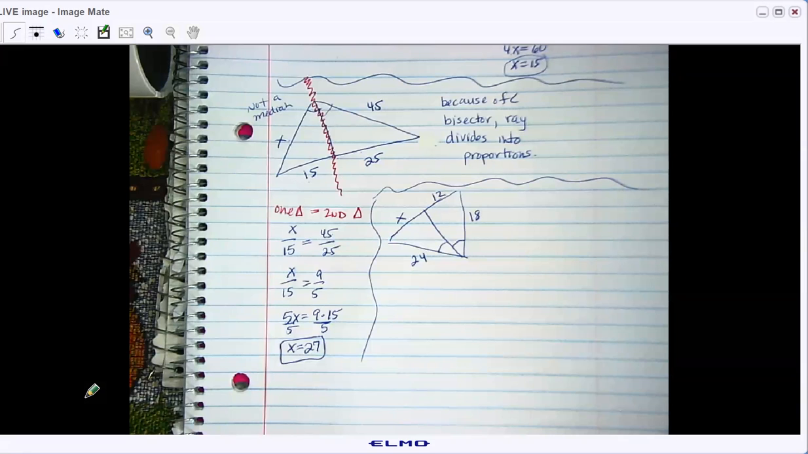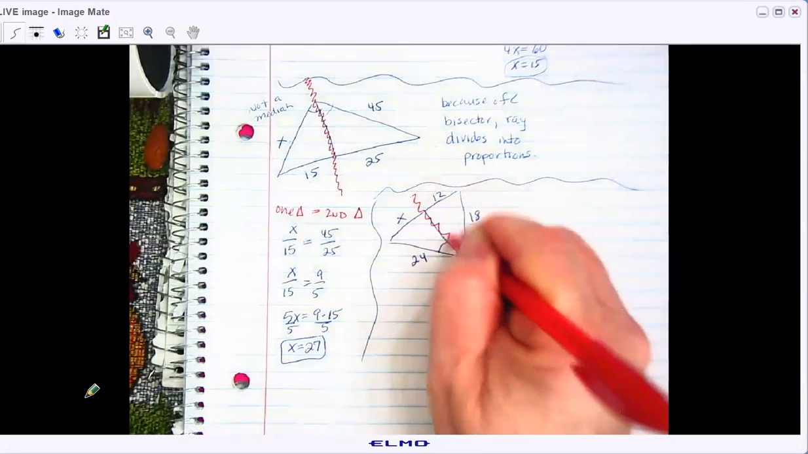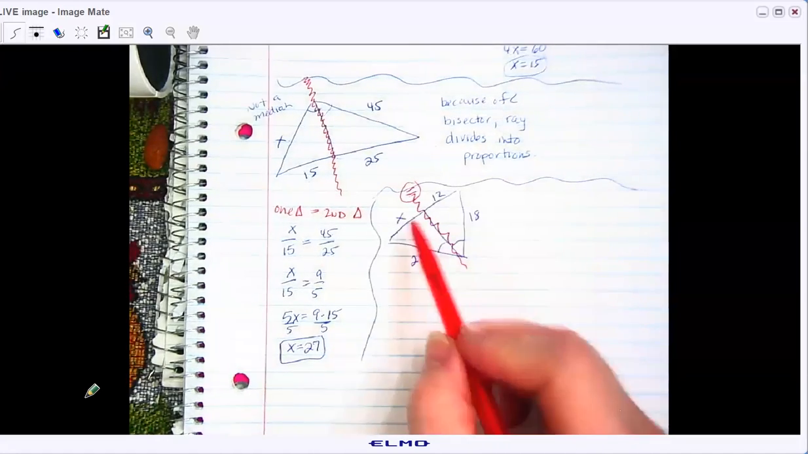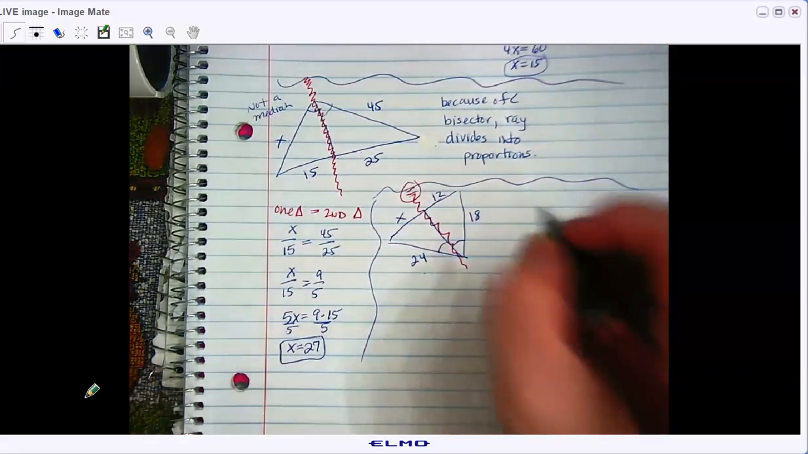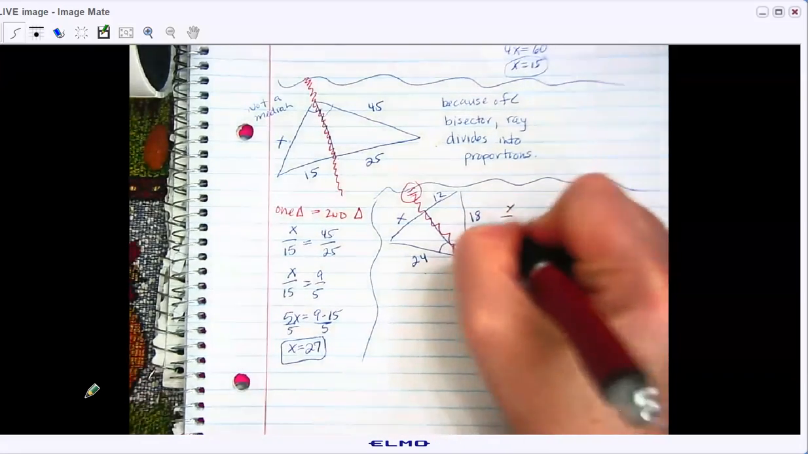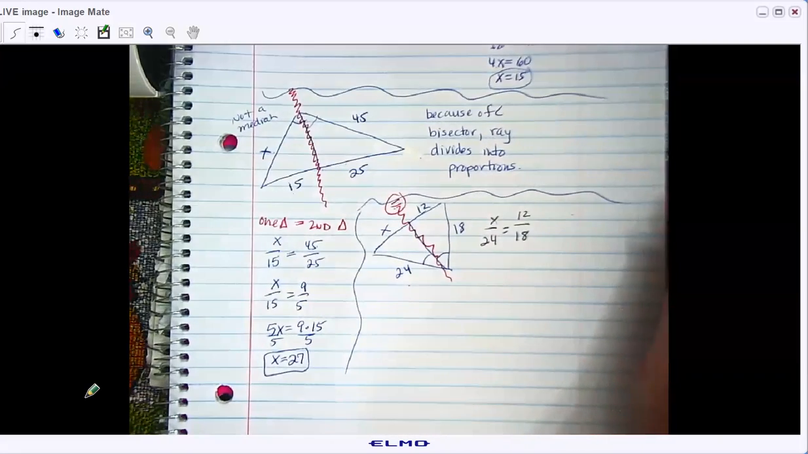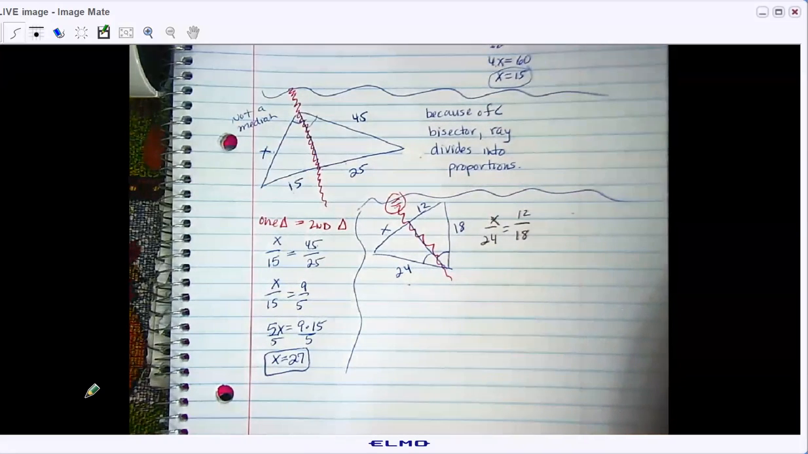Good. Nice. So if we want to keep it simple, make it one triangle equals the other triangle. And then use this as top over bottom equals top over bottom. And write it down. So x over 24 equals 12 over 18. Are there other options? Absolutely. And you'll know your option was right if you get the right answer.